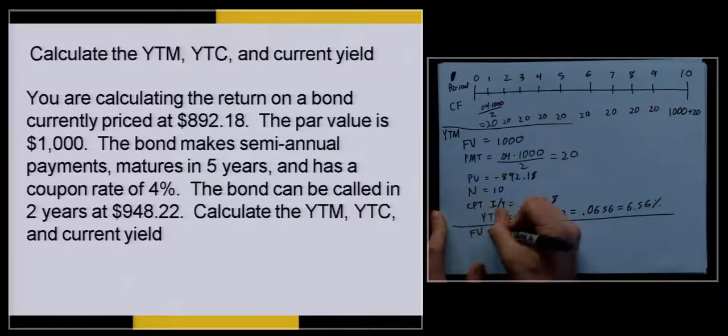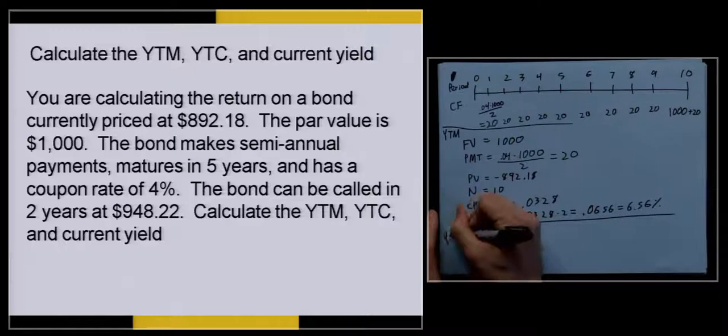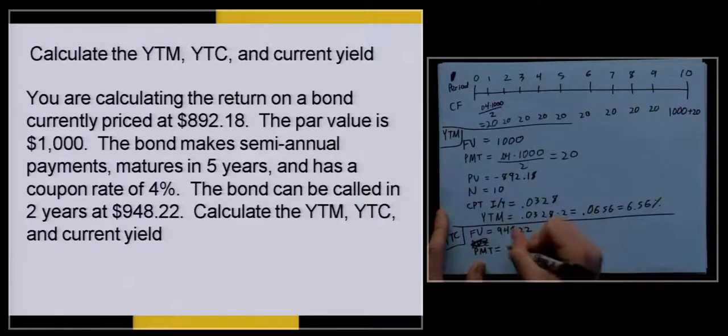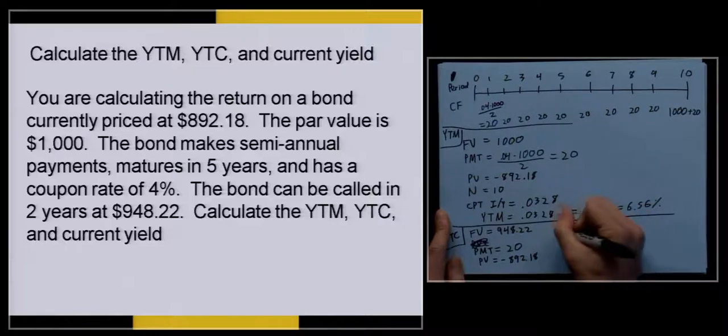So let's just write out everything that we're going to enter. In this case, our FV is going to be 948.22, just our call price. Our PV is again going to be, well, we'll do these in order. So our PMT is going to be 20 again. Our PV is going to be negative 892.18. Our N is going to be equal to 4, and we'll compute our I divided by Y.